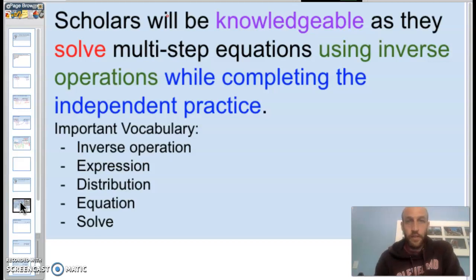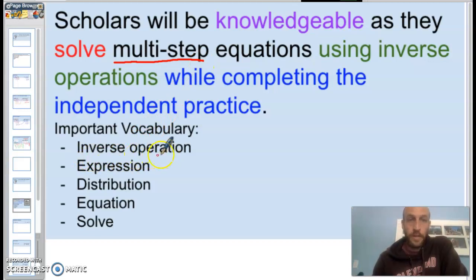So, the difference between the last lesson and this lesson is that there are multiple steps. So they're going to be a little bit more difficult, but I'm confident that if you pay attention and do your notes, you will have all the skills you need to be successful with the independent practice and the exit ticket.